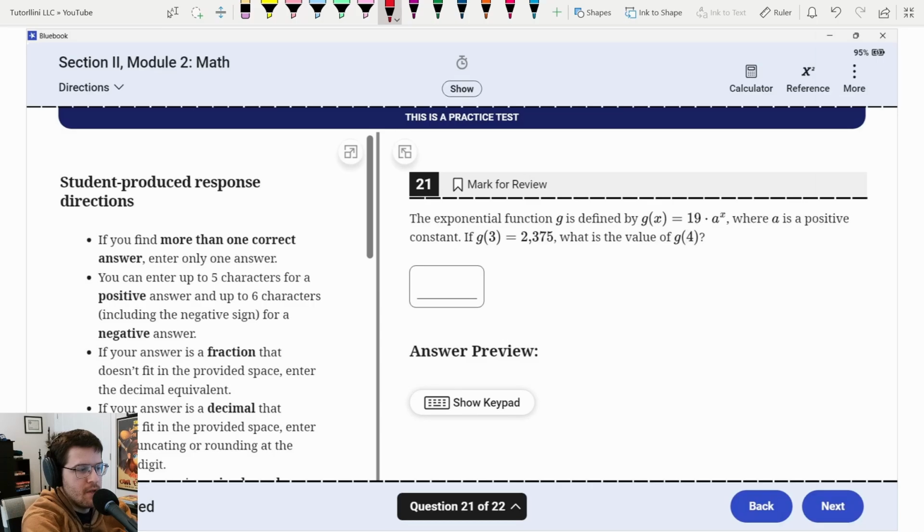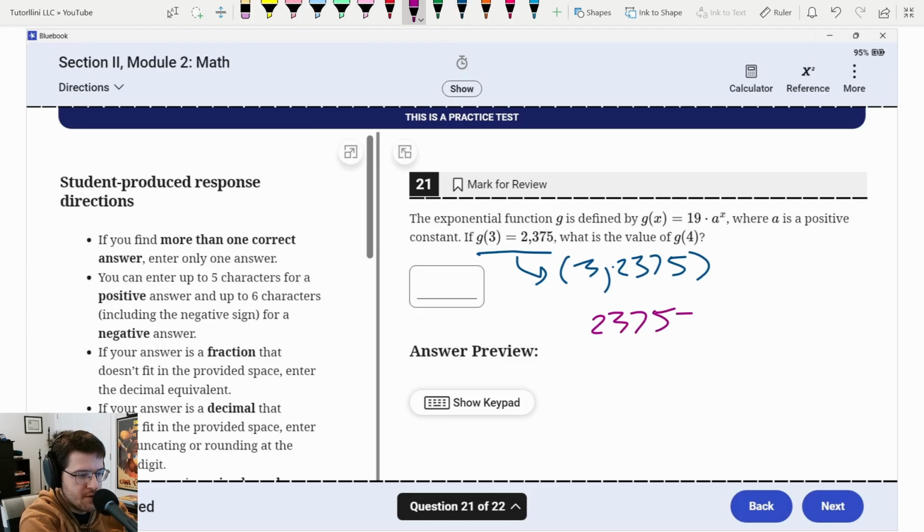Okay, question 21. So they give us an equation and a point. Pretty much every time that happens, you're going to plug in the point. So it might help you if you write the point using ordered pair notation. The first number is x, the second number is y, so this would be (3, 2375). So that's what we're going to plug in. So y is 2375, so 2375 equals 19 times a to the x, a to the 3.